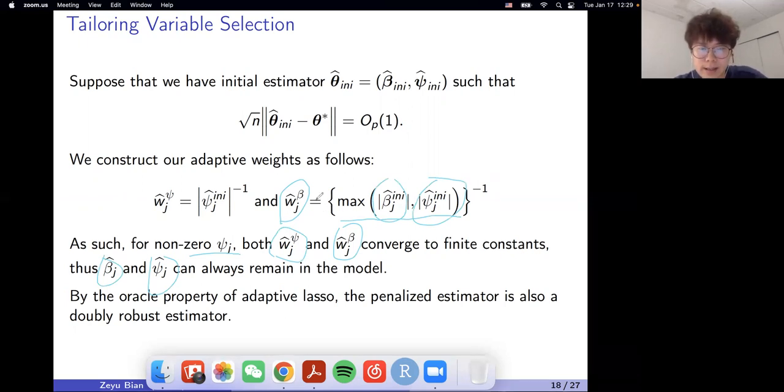Another nice property of using this kind of adaptive weights is that, by the oracle property of adaptive lasso, this penalized estimator is also a doubly robust estimator. And also it has a normal limiting distribution. So that's why we construct this penalty function here.